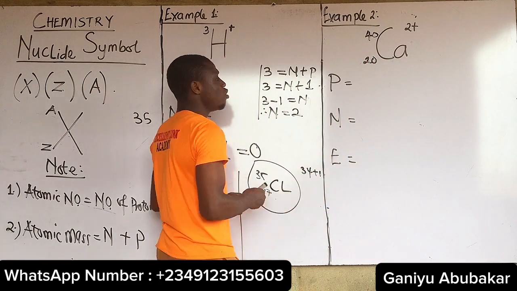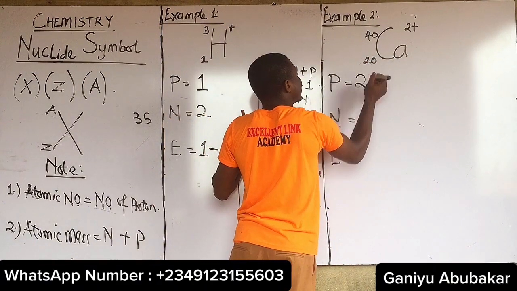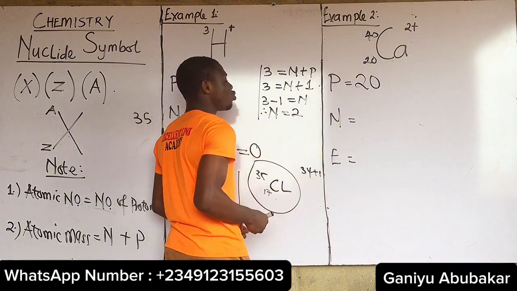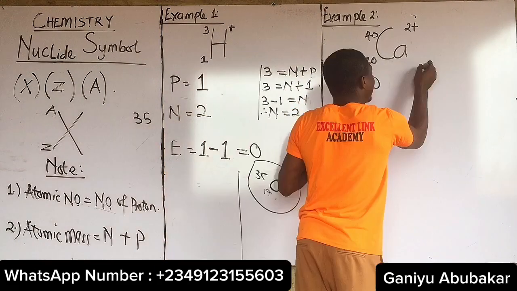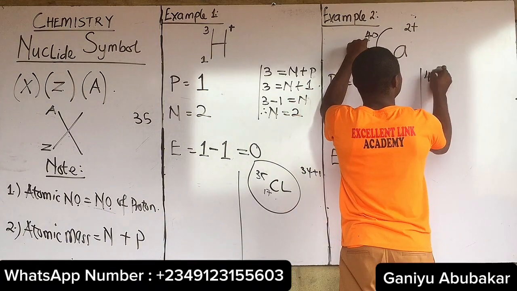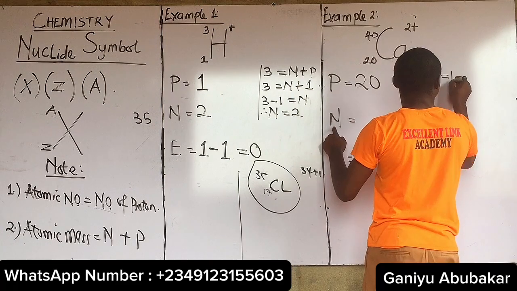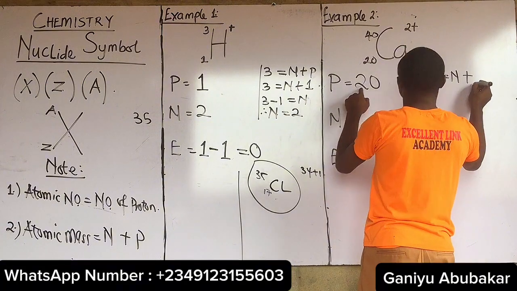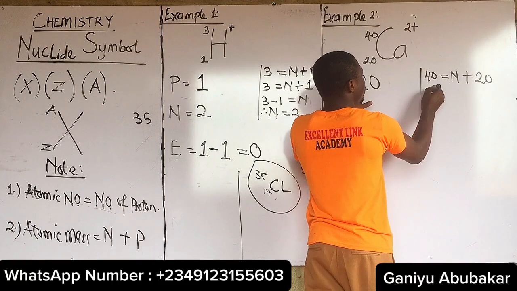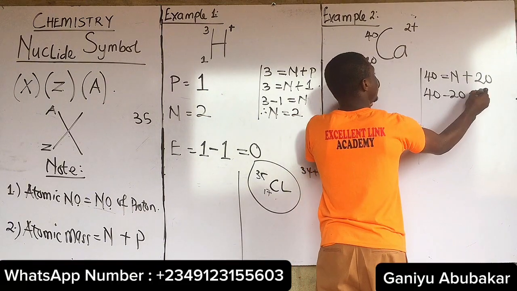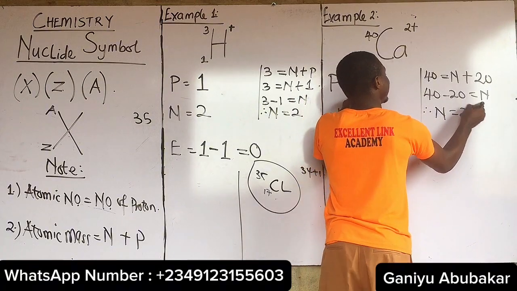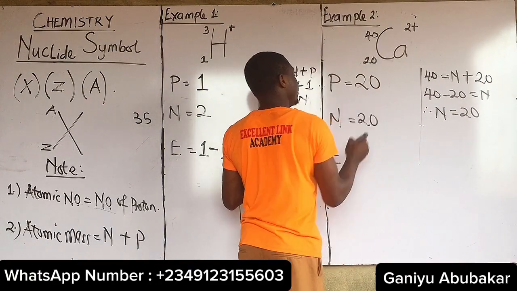Let's get proton. Proton here is 20. Why? Atomic number is 20. Proton is 20. Let's get neutron. To get neutron, it's quite simple: the mass number, which is 40, is equal to neutron plus proton, which is 20. Let's get neutron. 40 minus 20 is equal to neutron. Therefore, neutron is equal to 20. So my neutron here is 20.